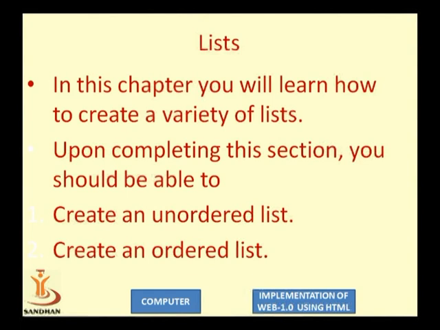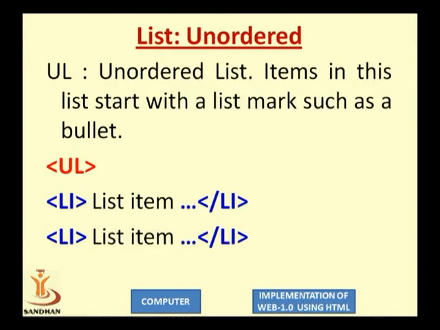After link, one more tag is there. It is list. What do I mean by list? How can you create a variety of lists? In this section we can create two types of list. One is unordered and the second is ordered list. So how can we develop unordered? Here is more detail about the unordered list. ul tag is for unordered, and li is called list item.